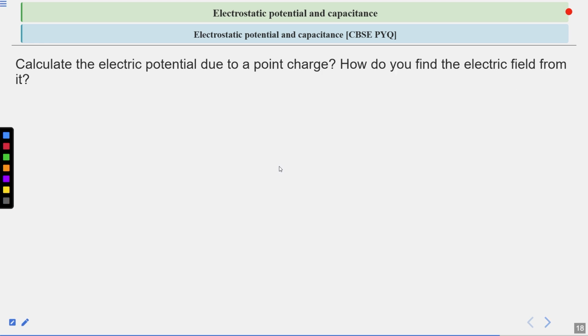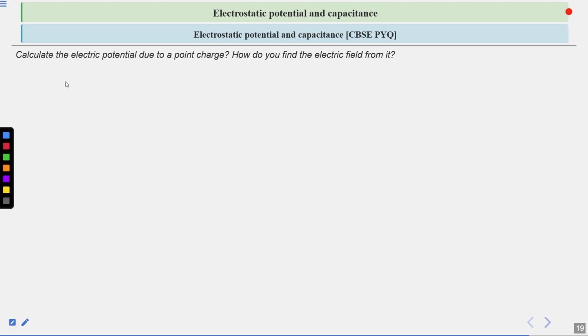So, next question: calculate the electric potential due to a point charge. How do you find the electric field from it? You already know. We have done a question like that. I will give you some time to think. So let's see the solution.